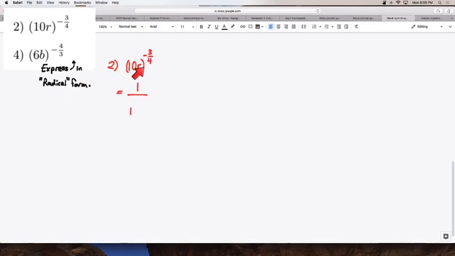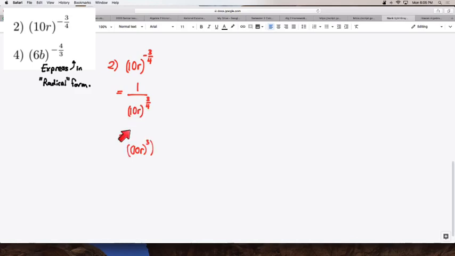So the number 10r to the negative 3/4 power is exponential form. To get it into radical form, I'm going to deconstruct this exponent. First one I like to get rid of is the negative exponent. Recall negative exponents mean take reciprocal, so I'm going to instead have 1 over 10r to the positive 3/4 power. And then the 3/4, remember the numerator is the root, that's the fourth root of 10r, and that's the cube.